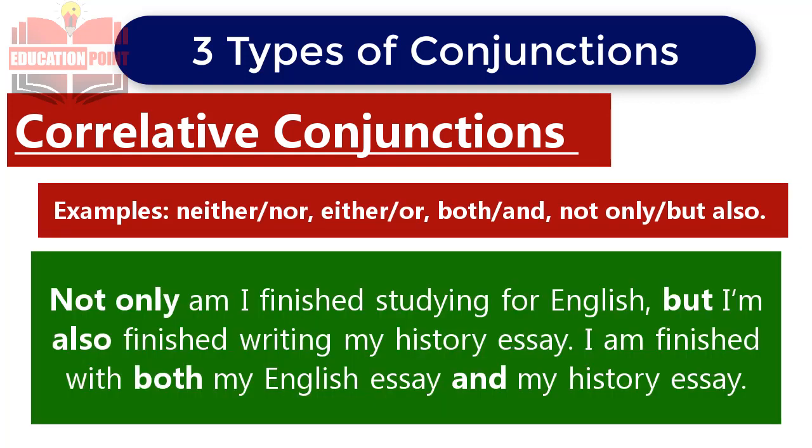Not only am I finished studying for English, but I'm also finished writing my history essay. I'm finished with both my English essay and my history essay. Here the same sentence is written in two different ways using two different correlative conjunctions: not only, but also, and both, and. You can understand how these conjunctions are useful to relate two different sentences in multiple ways so that we can have a variety of sentence formations.